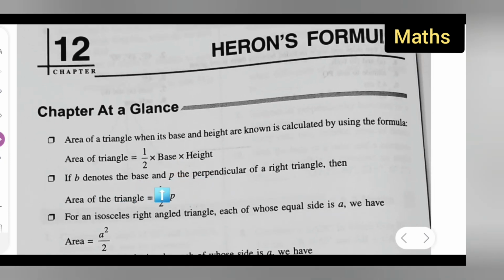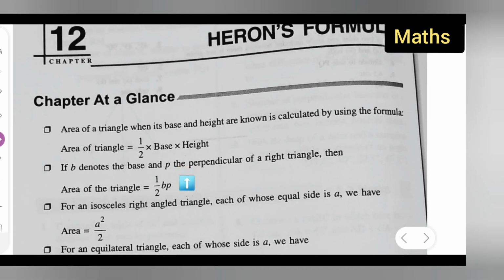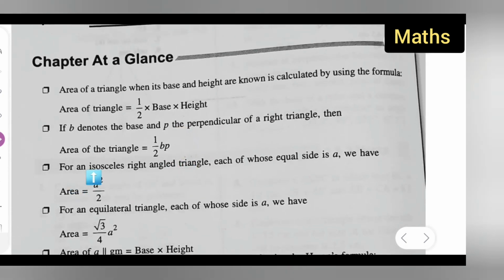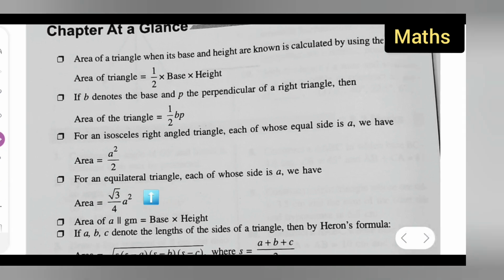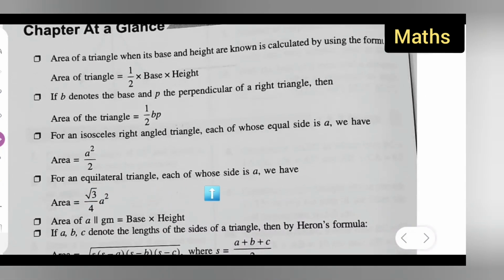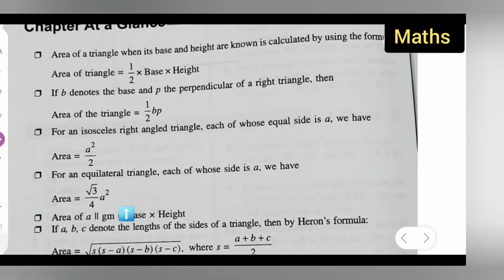If B denotes the base and P the perpendicular of the right triangle, then area of triangle will be equal to half of BP. Next rule will be for an isosceles right angle triangle, each of whose equal side is A, we have area is equal to A square upon 2. Next, for an equilateral triangle, each of whose side is A, we have area is equal to root 3 upon 4 into A square.